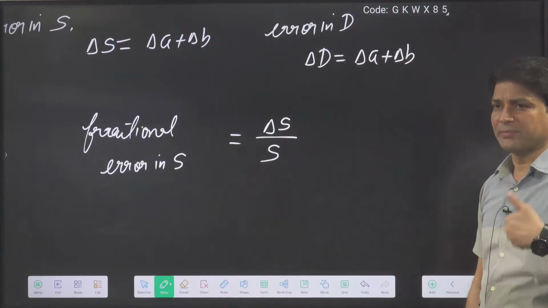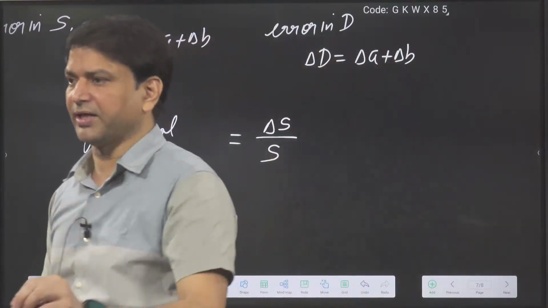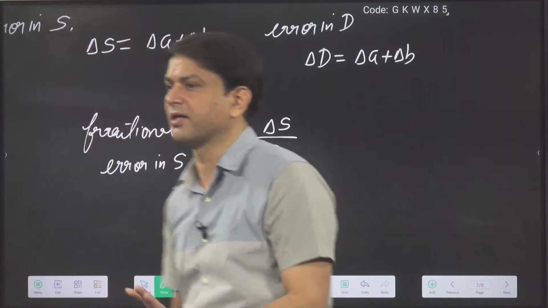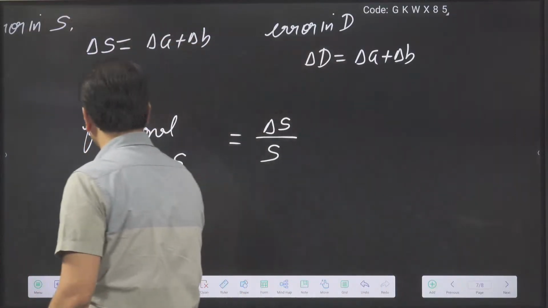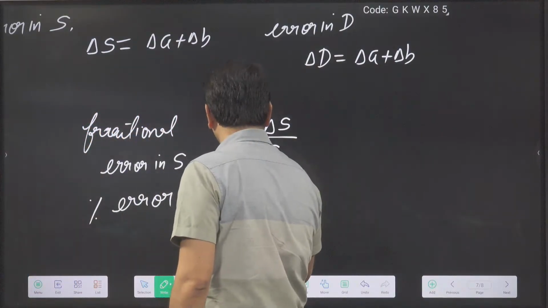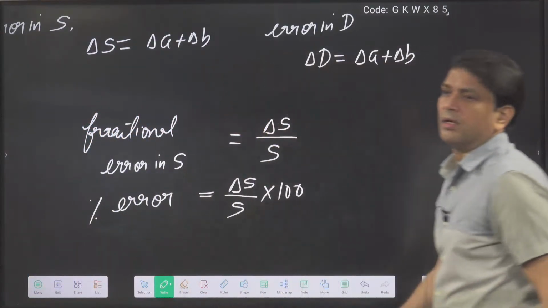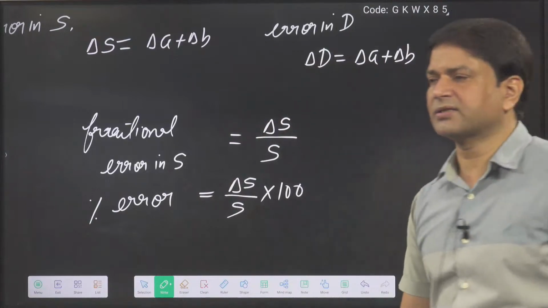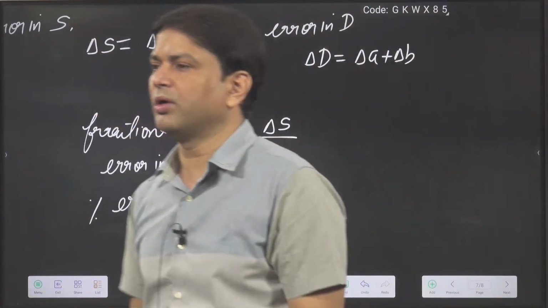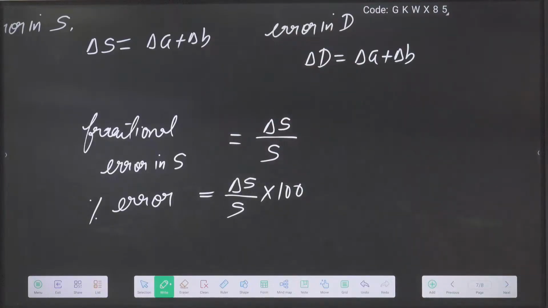If I am saying fractional error in the difference, it is delta D by D. That is the fractional error. If I am asking the percentage error, we will multiply this by 100. So fractional error is the error by true value, and the percentage error is error by true value into 100. Completed?